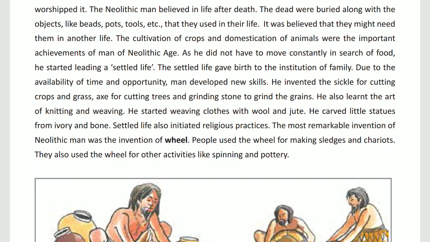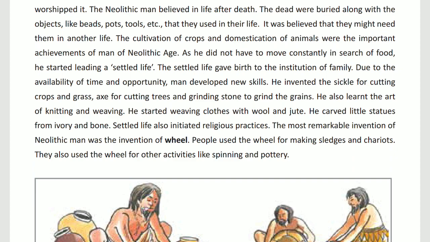Now, settled life also initiated religious practices. They also practiced in the field of religion, means धार्मिक प्रचार प्रसार भी वो लोग करने लगे थे, धर्म को मानने लगे थे. The most remarkable invention of Neolithic man was the invention of the wheel. Here the invention of the wheel is the most remarkable invention.